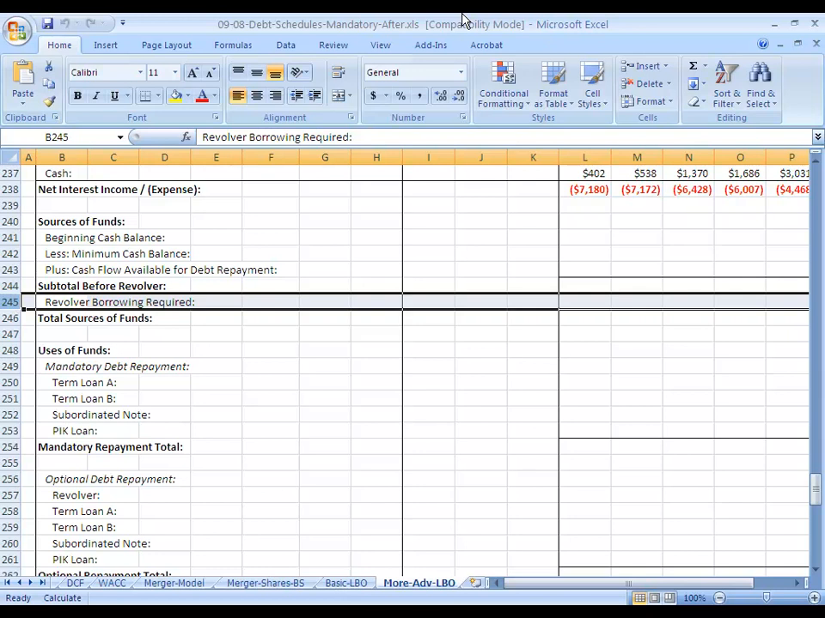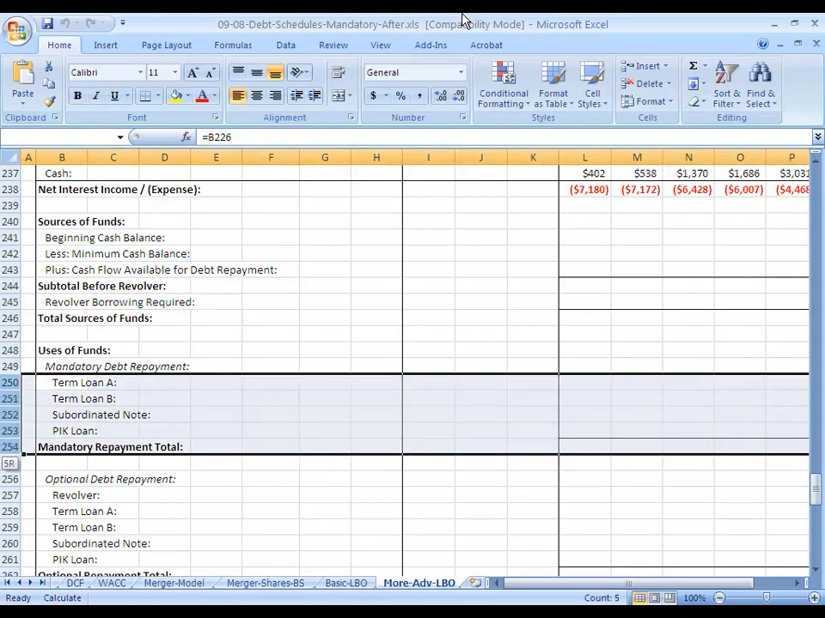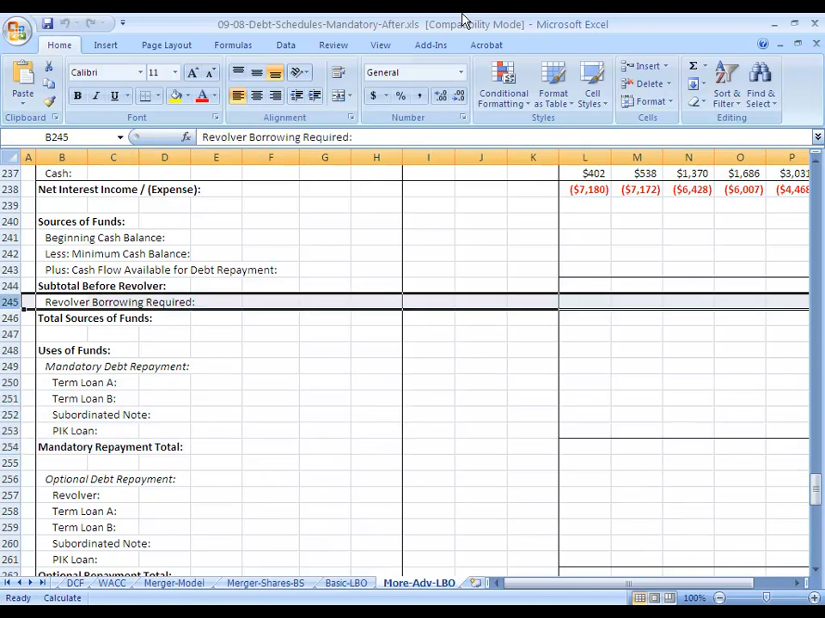Because remember, we have no guarantee that our cash flow is going to be sufficient to meet these mandatory debt repayment obligations. And so as a result, if we have a shortfall in cash, then we may have to borrow on our revolver here. We may have to draw on our revolver and actually start using it.